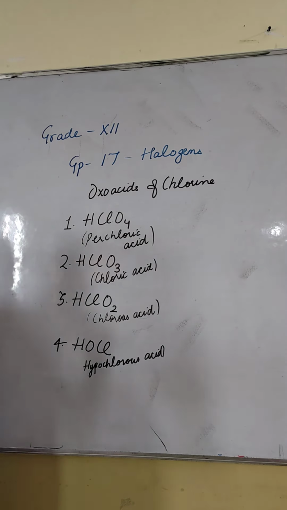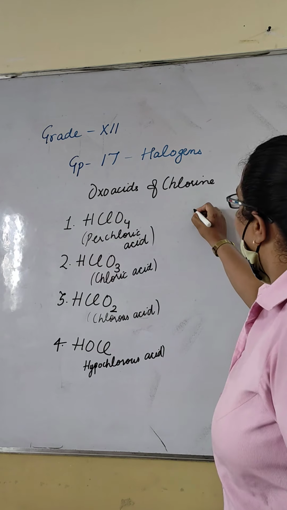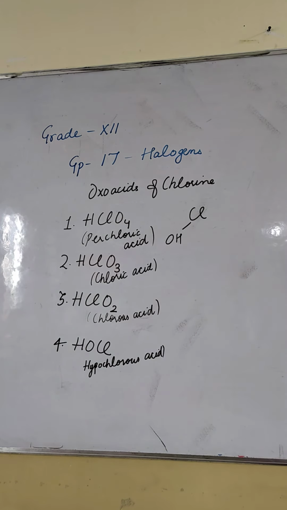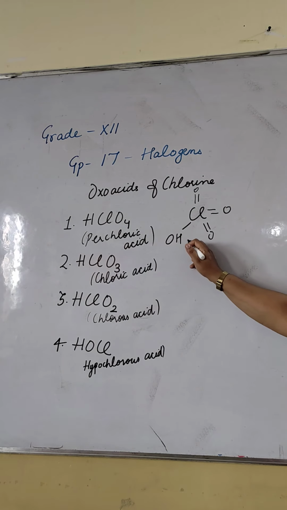So its structure: the basic unit is HOCl. How many oxygens are left? 3. So they will form double bonds with chlorine. This is the structure of perchloric acid, because what is the covalency of chlorine? 7. So is it clear? In this the oxidation number will be 7.